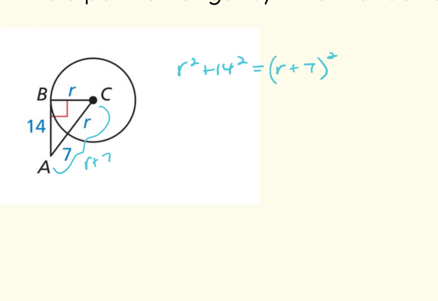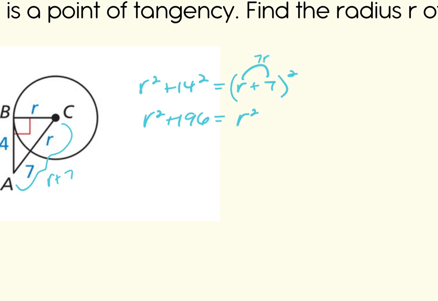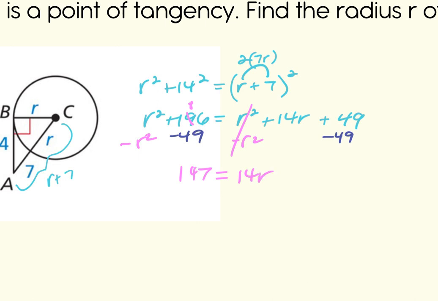14 squared is 196. And then it would be R squared, double the product. So 7R times 2 would be positive 14R. And then square the 7, that's 49. Or expand and FOIL, either way. Subtract the 49. Subtract the R squared. And you get 147 equals 14R. Divide both sides by 14.